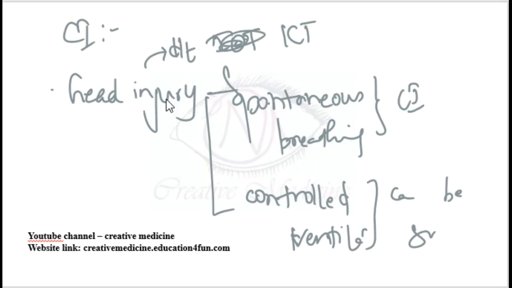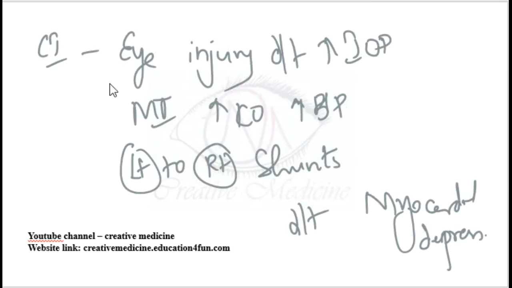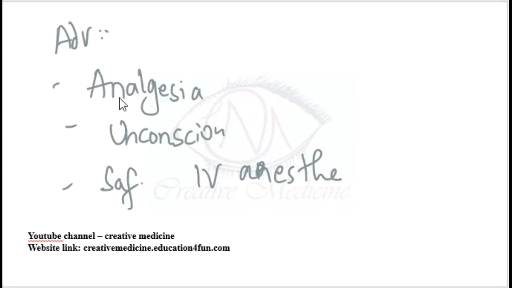It is contraindicated in head injury mainly due to increased intracranial tension. In spontaneous breathing patients, it is contraindicated, but in controlled ventilation, even in head injury patients, you can use ketamine. It is contraindicated in eye injury due to increased intraocular pressure. In MI, it is contraindicated due to increased cardiac output and increased BP. In left to right shunts, it is contraindicated.